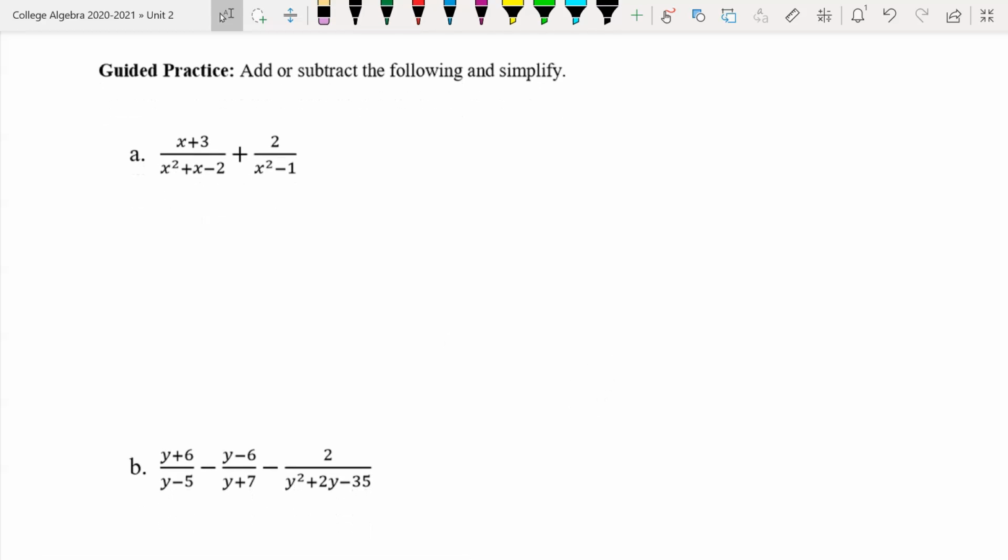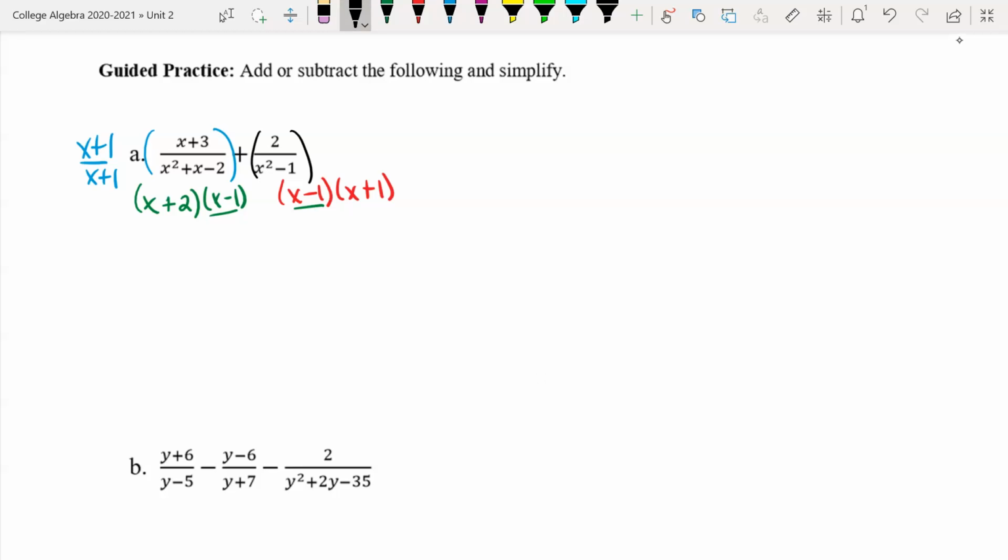So now we're going to add or subtract a little bit harder. Sometimes you need to factor the denominator before you decide what to multiply by. So this first fraction, x squared plus x minus 2, is going to factor into x plus 2, x minus 1. The second one, the denominator, is going to factor into x minus 1, x plus 1. So notice they both already have the x minus 1. So now I just need to multiply the first fraction by the x plus 1 over x plus 1, and the second fraction by x plus 2 over x plus 2.